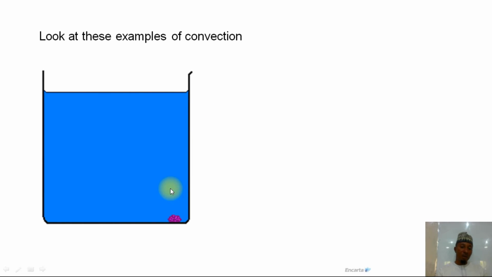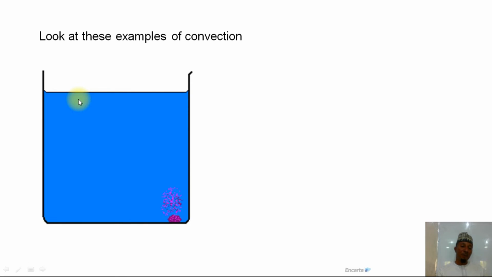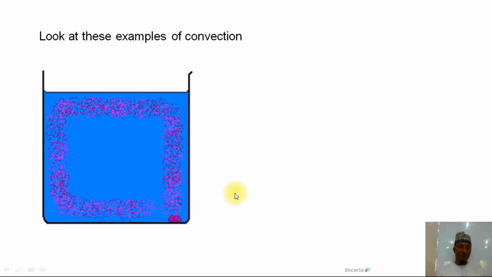This goes a long way to show that the heated liquid here tends to expand, become less dense, and rise up, while the cold liquid here, of course, is more dense. It will what? Fall back. And the process continues. Less dense rises, more dense falls back, and the process continues in the liquid.